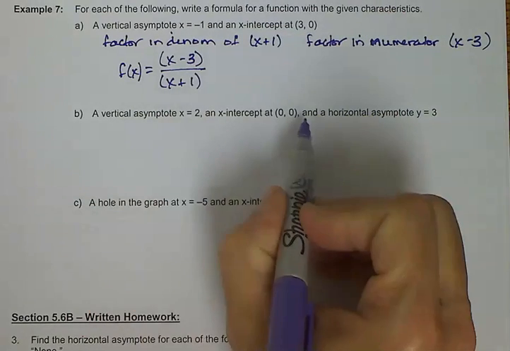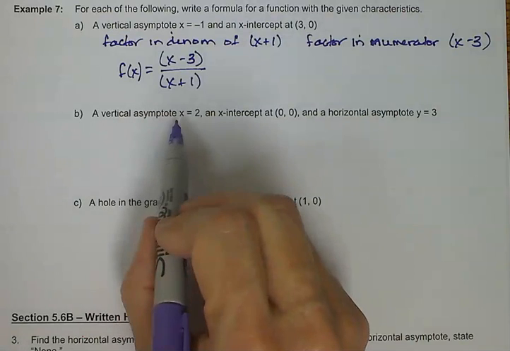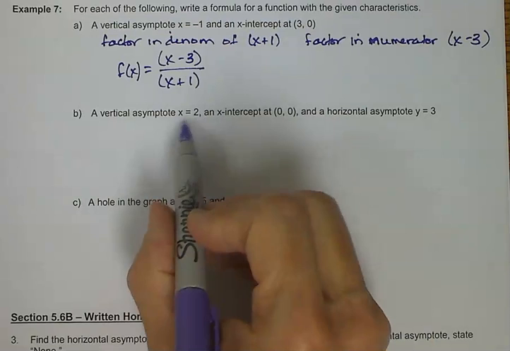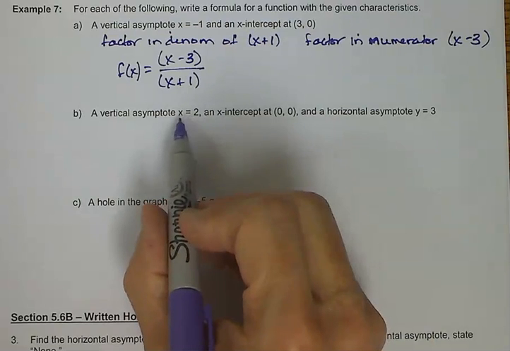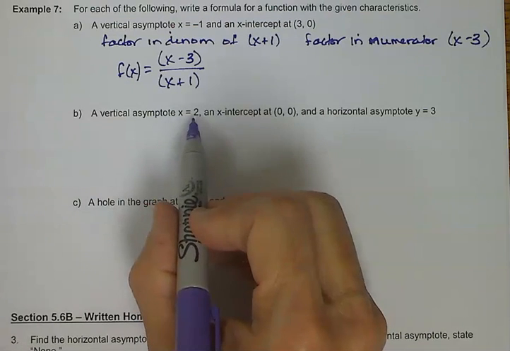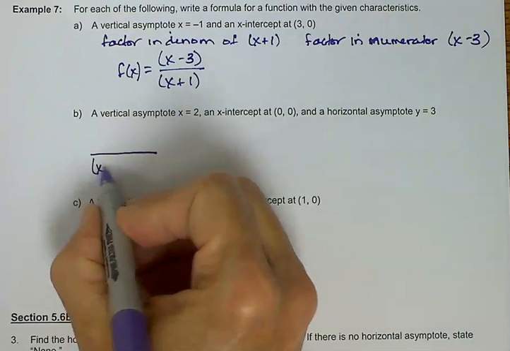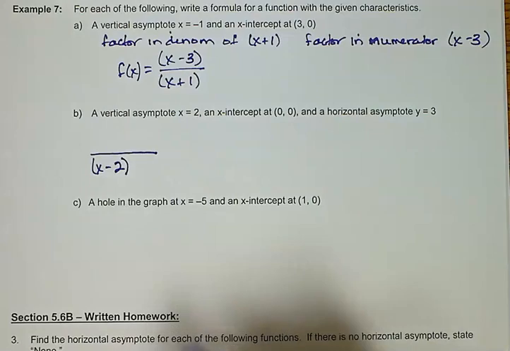Now let's try this one. Remember that vertical asymptotes happen at values that make the denominator 0. If we have a vertical asymptote, then we have to have a factor in the denominator that would have that as a 0. This tells me that I would have to have a factor of x minus 2 in the denominator.